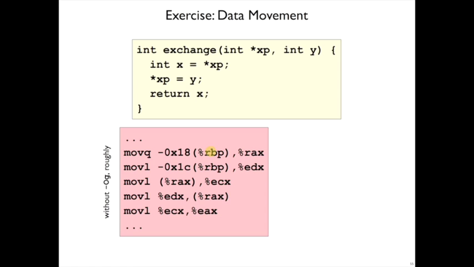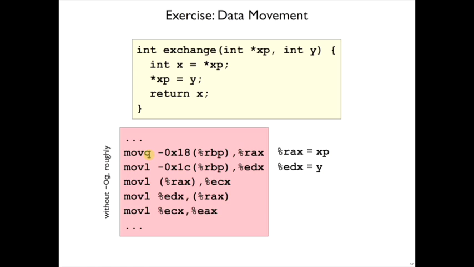But it happens that at this point RBP minus hex 18, that is minus 24 bytes, is going to be the location where xp starts out, and this movq instruction moves xp into the RAX register. That's xp, not the value that xp points to, but xp itself, that's going to be in the RAX register. Then we're going to move y, the value of y, into EDX. That y variable happens to be stored 4 bytes earlier in memory, so we subtract a larger number here, 28.